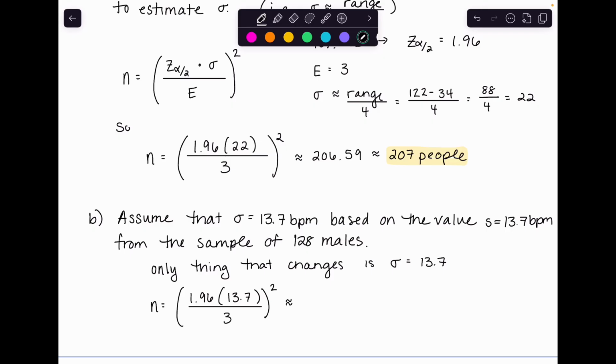So if you plug this into your calculator, you see this is about 80.11. Again, can't have a fraction of a person. So to guarantee I have the correct confidence, I need to round up. So if I have that sample standard deviation, then I'm going to assume that I need 81 people to get a 95% confidence within 3 beats per minute of the true population mean.